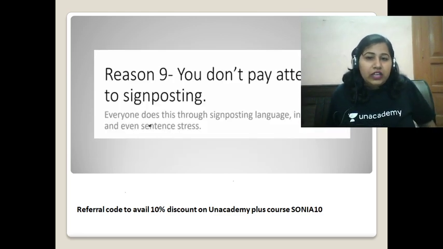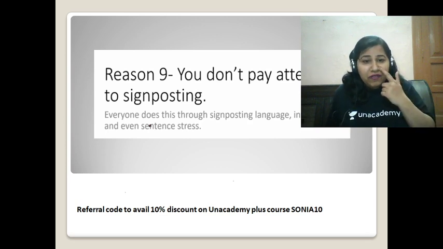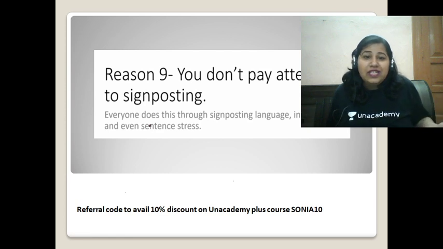Reason 9: you don't pay attention to signposting. Everyone does this through signposting language, intonation and even sentence stress. आप signposting language पे ध्यान ही नहीं देते. When it comes to writing, I always teach my students to signpost.